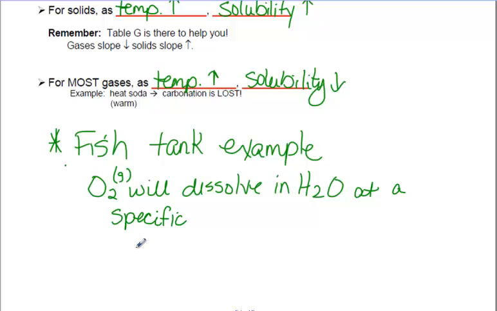Now, tropical fish can withstand an increased temperature or less oxygen in their water. So therefore, they can survive in warmer waters. But otherwise, goldfish need to be at like a room temperature water.